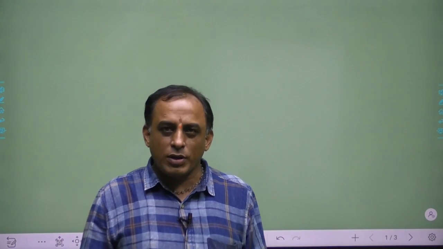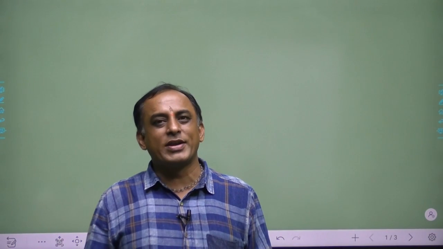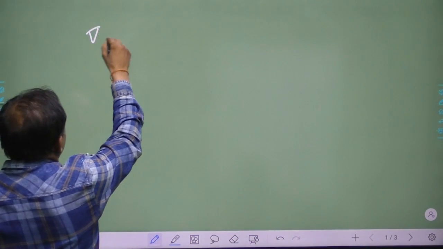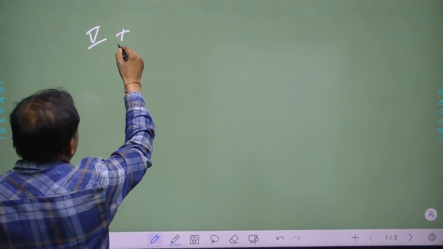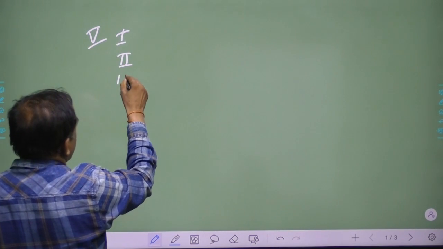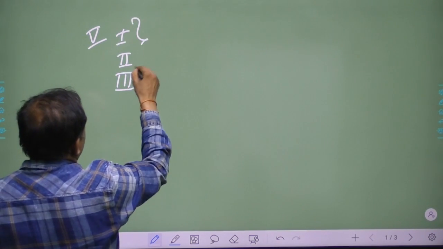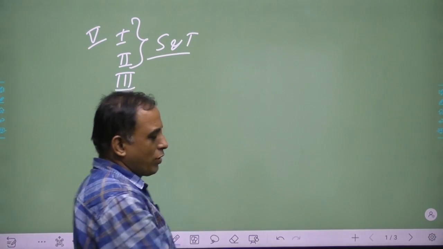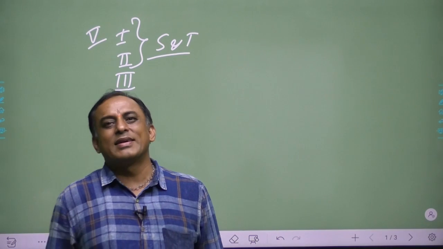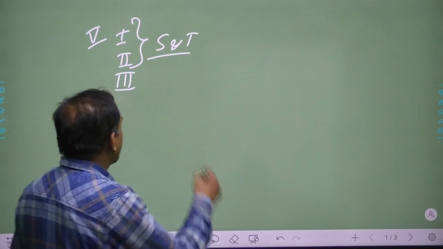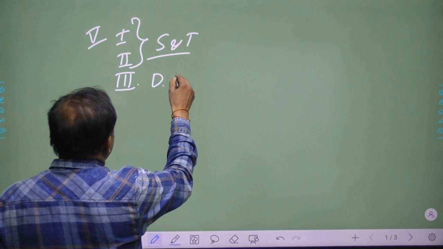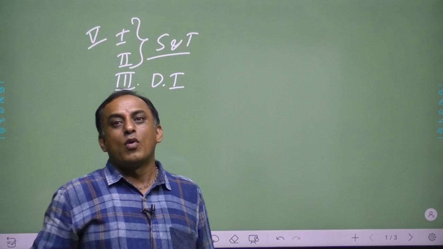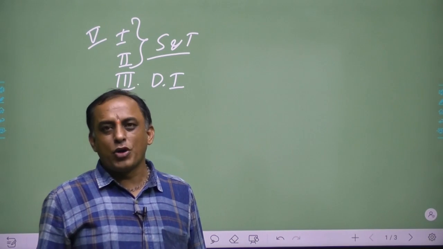Okay, now I will discuss a brief introduction to data interpretation. In paper 5, a total of 3 sections are there: section 1, section 2, and section 3. The first 2 sections are from science and technology only, and in paper 5, section 3 is data interpretation. Now tell me, what is data interpretation and problem solving?